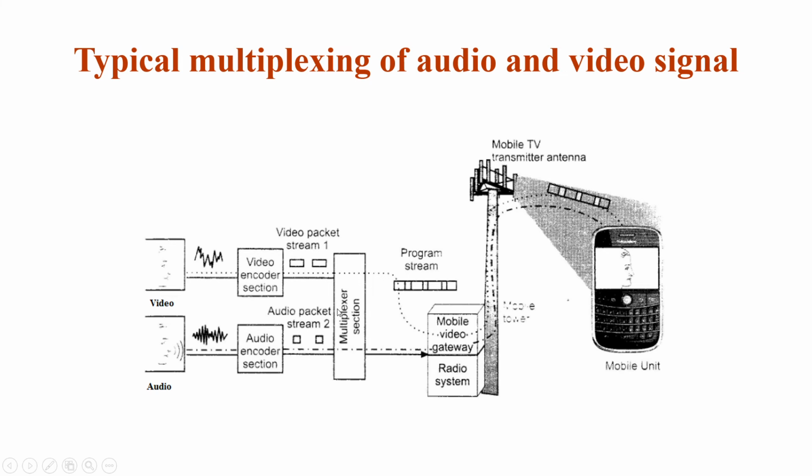The multiplexer section will multiplex the audio and video, and this multiplexer section will put a program clock reference for audio and video. So this is the program stream combining audio and video with the references, given to the mobile video gateway radio system, and that will be again given to the mobile TV transmitting antenna. So all those things will be given to the mobile unit. So you will have a video as well as the audio associated with that video.